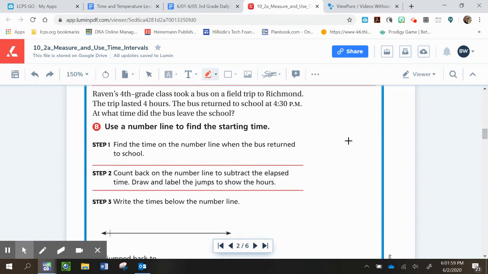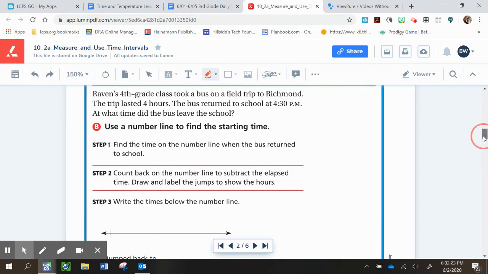Raven's 4th grade class took a bus on a field trip to Richmond. We all know that is the capital of Virginia. So the trip lasted 4 hours and the bus returned to school at 4:30. What time did the bus leave the school? So this time we're going to use a number line to find the starting time.